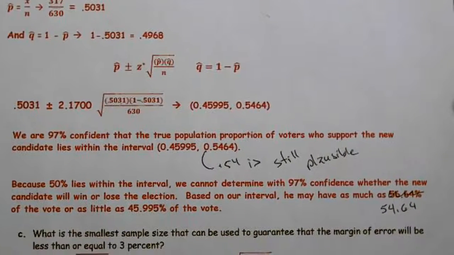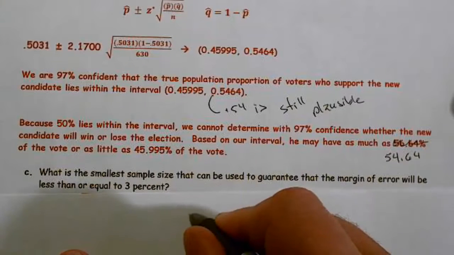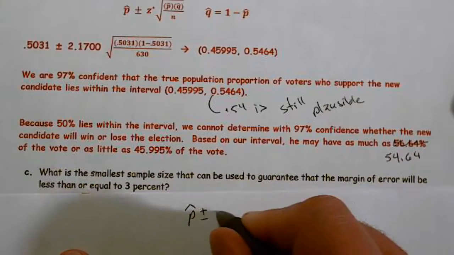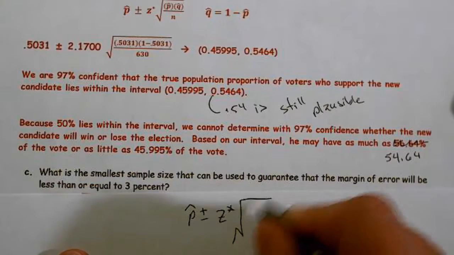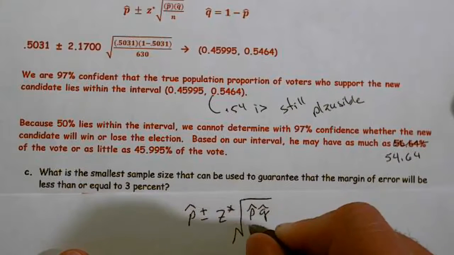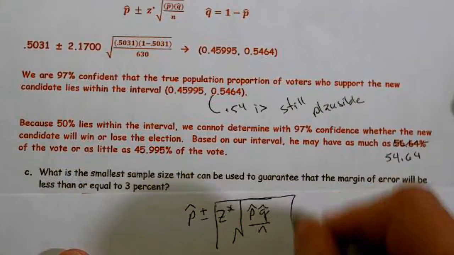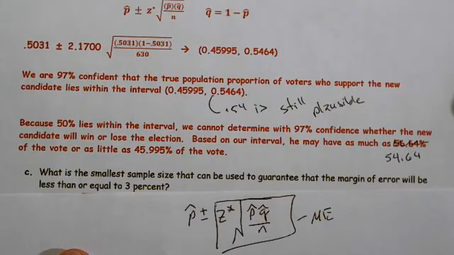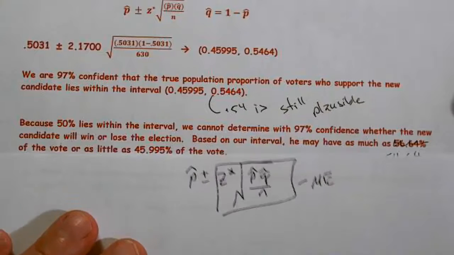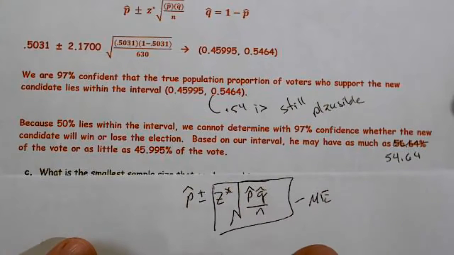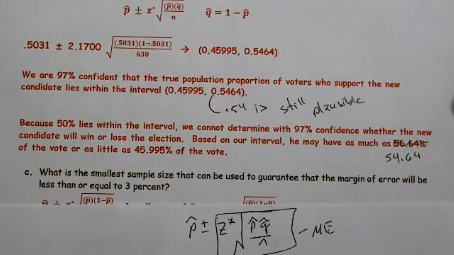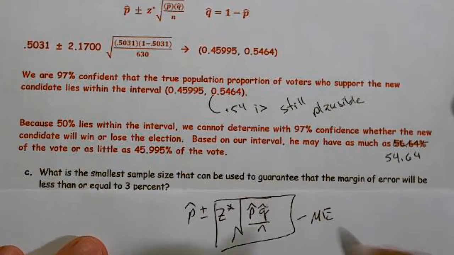Finally, it says, what's the smallest sample size that can be used to guarantee the margin of error will be less than or equal to 3%? So once again, I write down my formula as we did in a previous video: p hat plus or minus z star times the square root of p hat q hat over n. And please remember this part right here equals our margin of error. So if I start plugging into that, p star, ME, our margin of error, is 0.03.